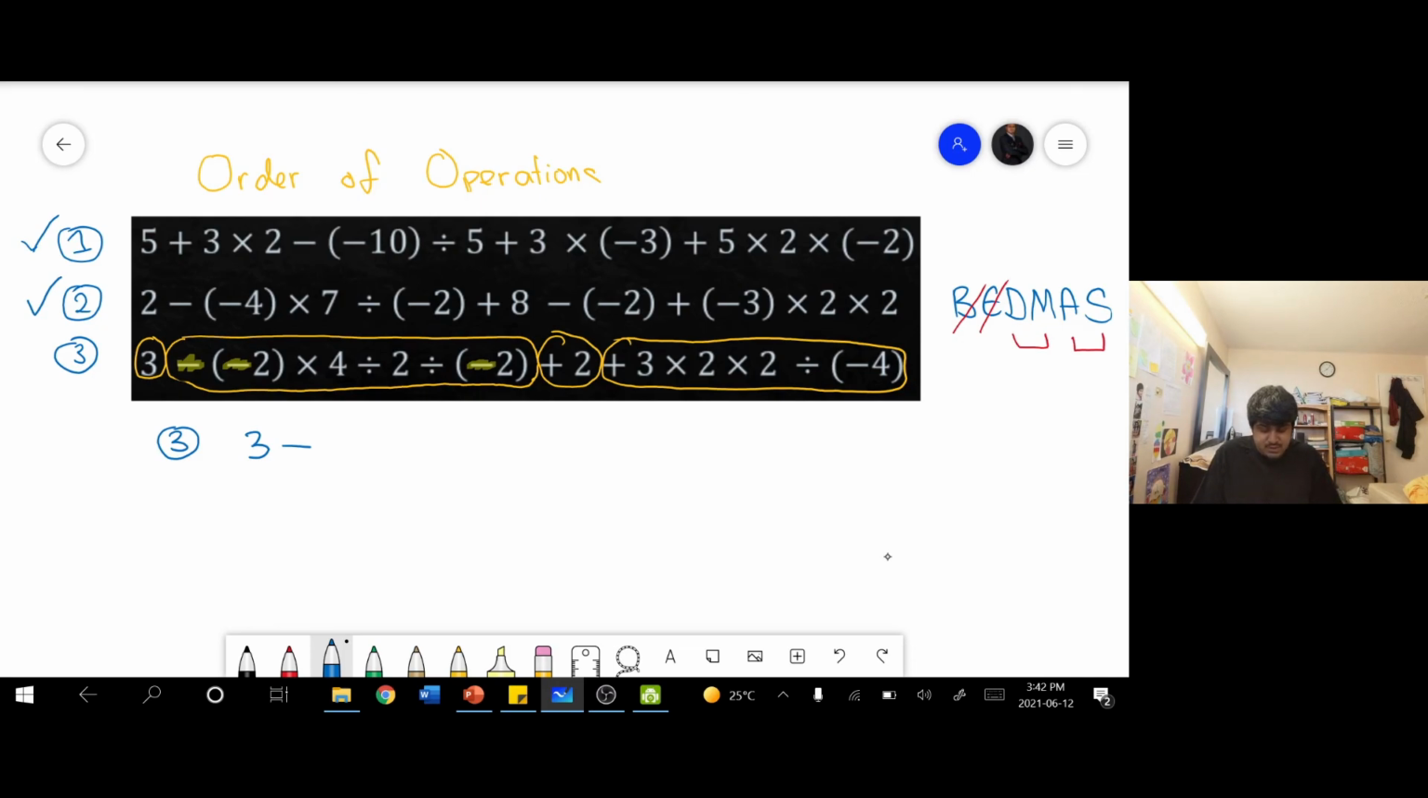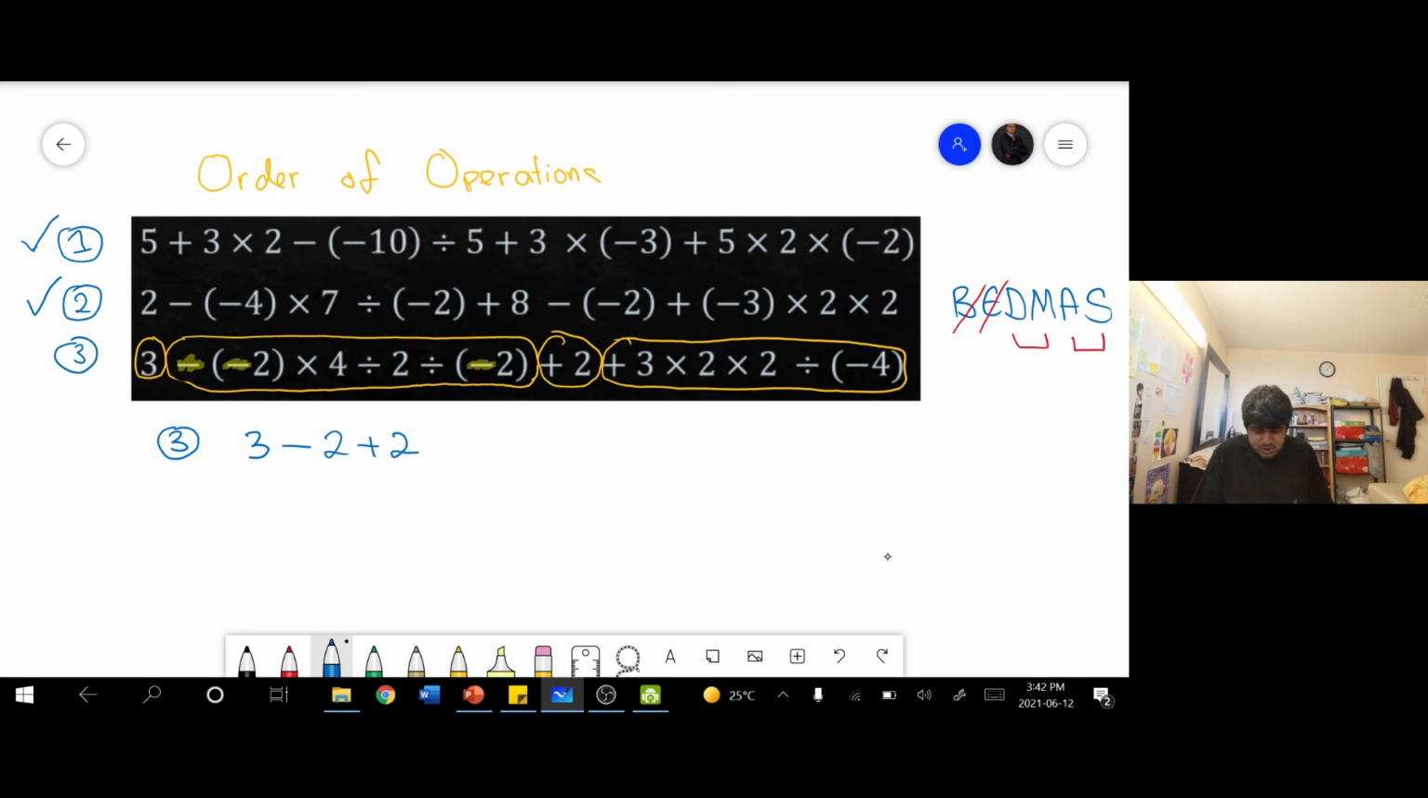2 times 4 is 8. 8 divided by 2 is going to give us back 4. 4 divided by 2 gives us back 2, right? So another way of doing that is to say that 4 divided by 2 divided by 2, that just gives us 1, and then 1 times 2 gives us 2. So I can be confident of my answer of 2 there.